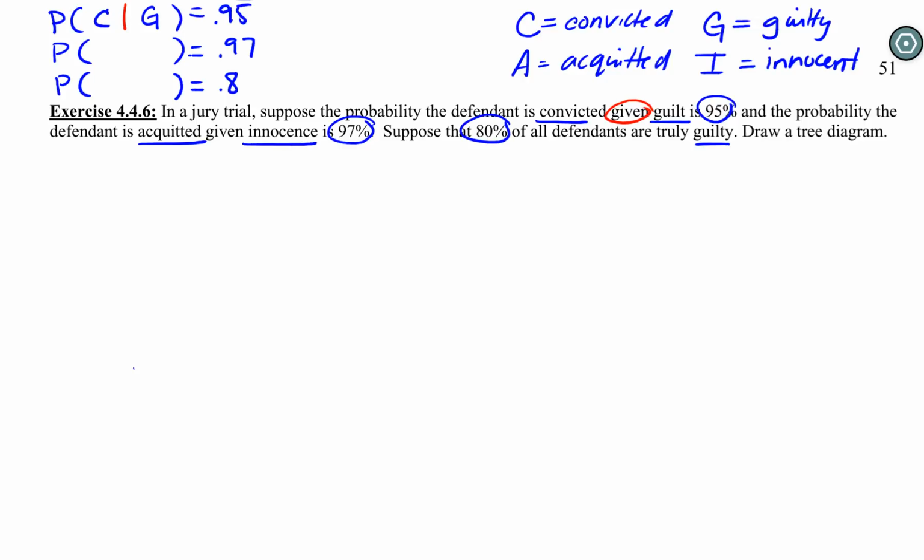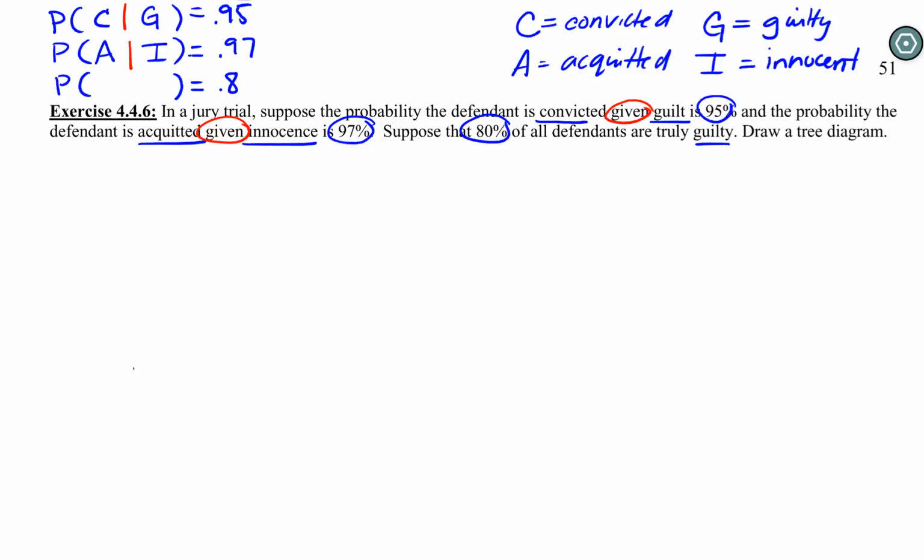The next probability, that 97, is about a defendant being acquitted given their innocence. So again, we have our given. We're dealing with another conditional. As I said, there should be two in these questions. And here we know the defendant is innocent, and the result of the trial was that they were acquitted. There's a 97% chance of that happening.